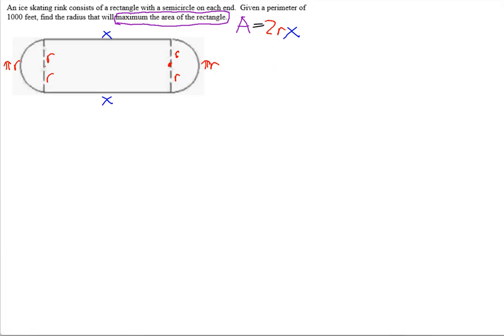So since this is what we're trying to maximize, this is what we eventually want to find the derivative of. But we don't do that yet because it's in terms of 2 variables. We need to get rid of either the r or the x. So there must be some other information we're given that can help us remove one of those variables with substitution. In this case, it's the perimeter of 1,000 feet. So perimeter just refers to just the outside. So that tells us 1,000 would equal, notice the perimeter here, x plus x is 2x, plus pi r plus pi r is 2 pi r.